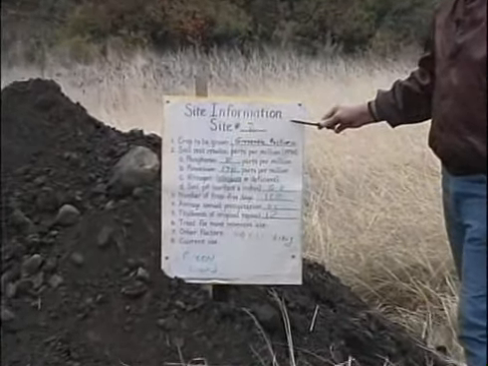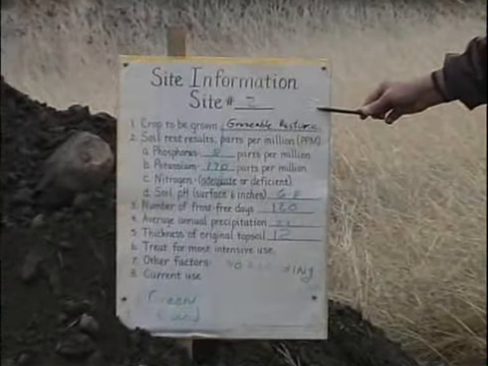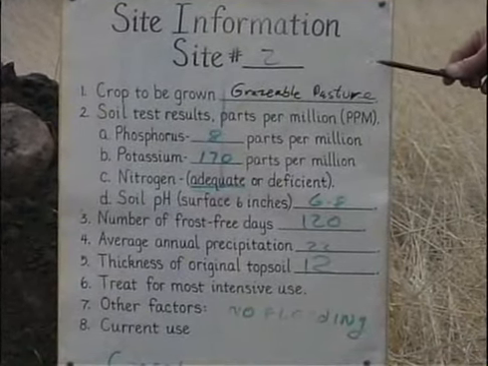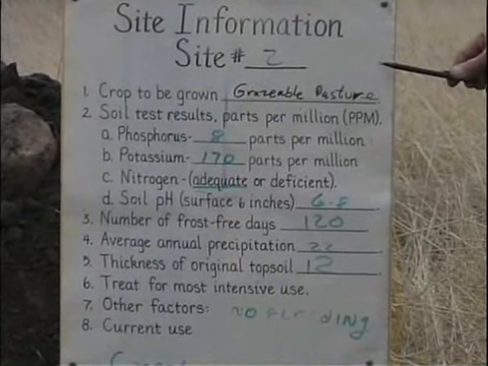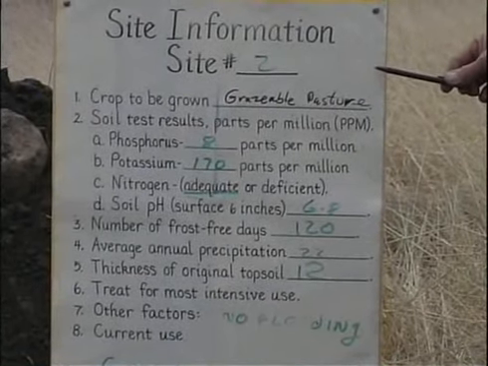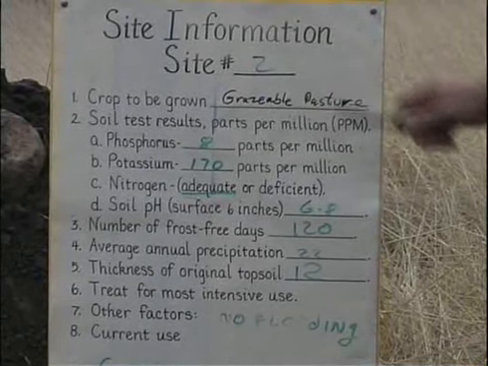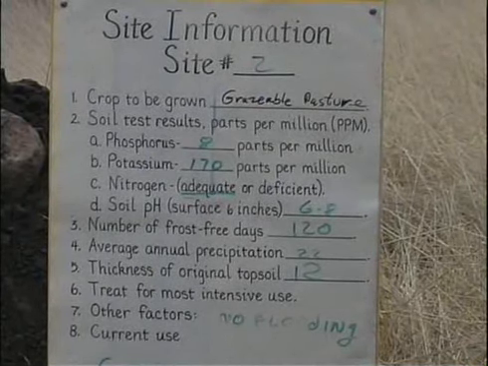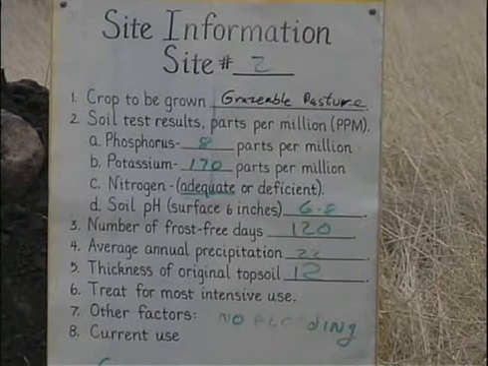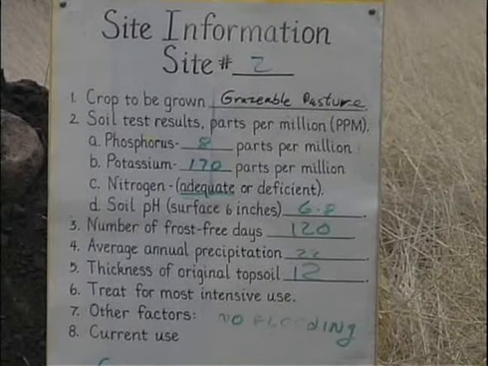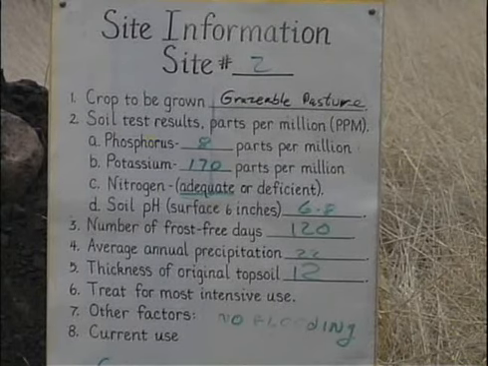Site number 2's intended use is that the crop to be grown is a grazable pasture. So that means that the landowner wants to make this an area where animals are going to be grazed. Soil test information: we have 8 parts per million of phosphorus, 170 parts per million of potassium. Nitrogen for this location is said to be adequate. And soil pH has been measured at 6.8.